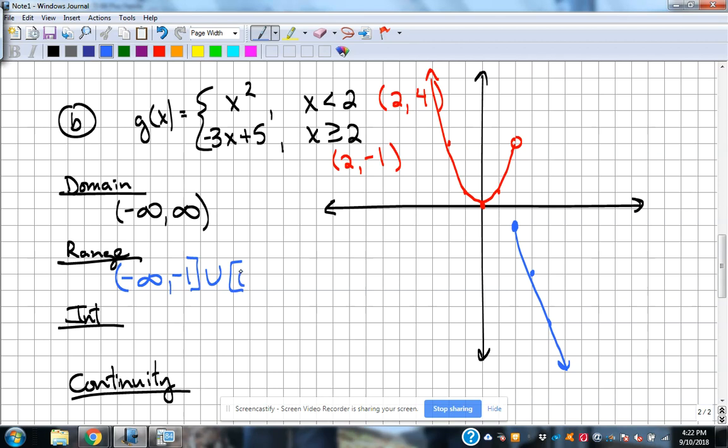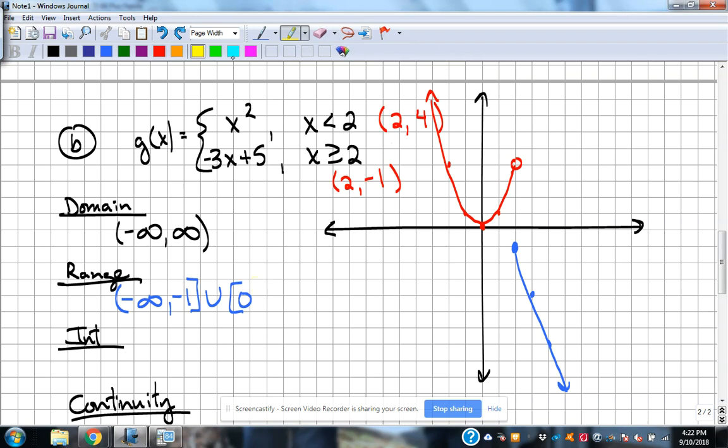Okay. And that goes up to where? Infinity, because this side of that line goes up forever. So that's where our positive infinity is going to come from for that. And always a parenthesis on the infinities. So there we get our range out of that.